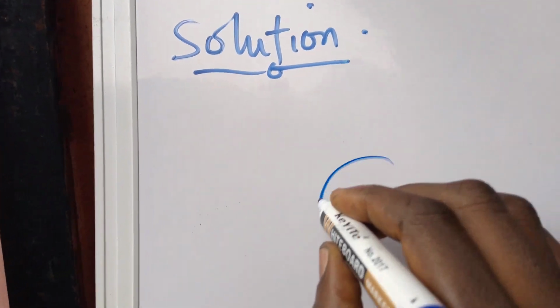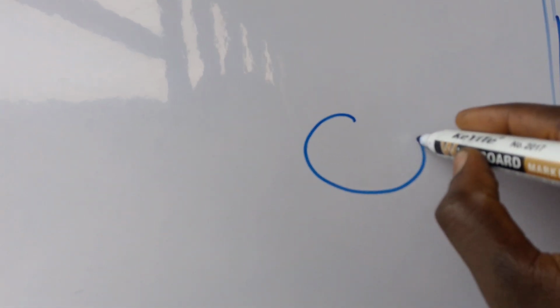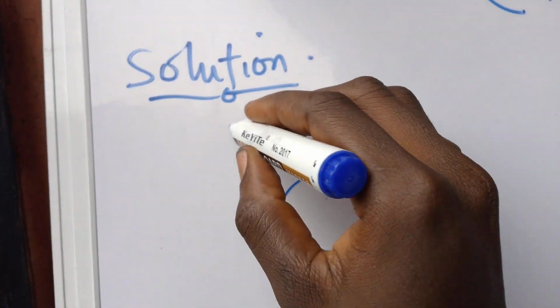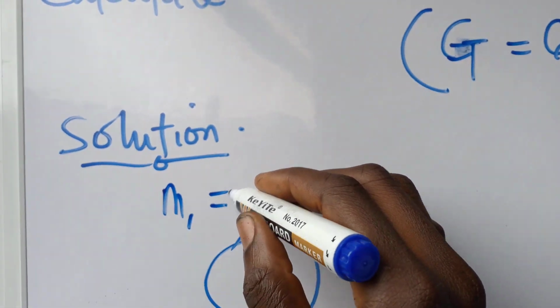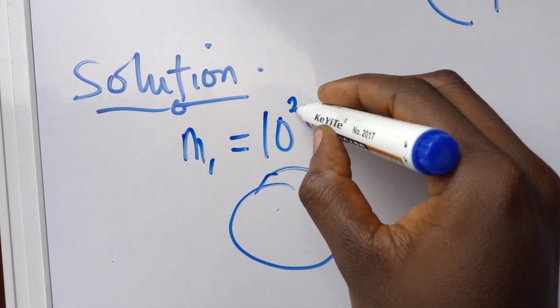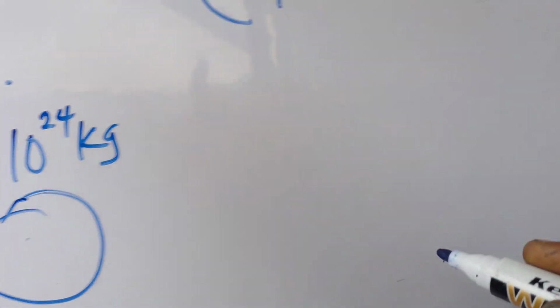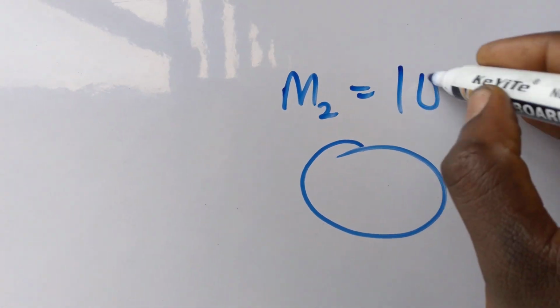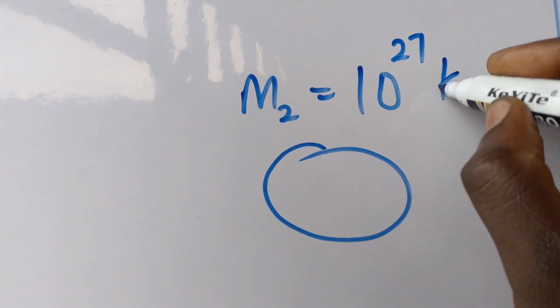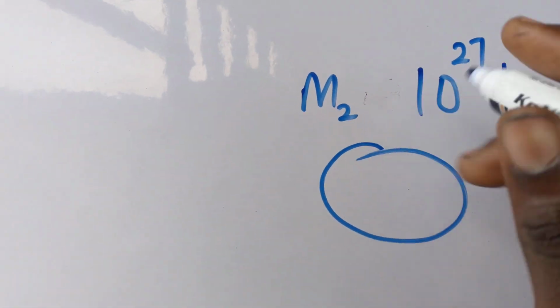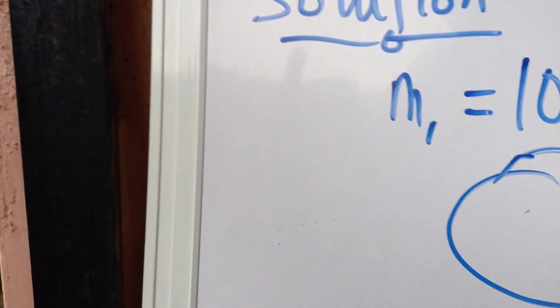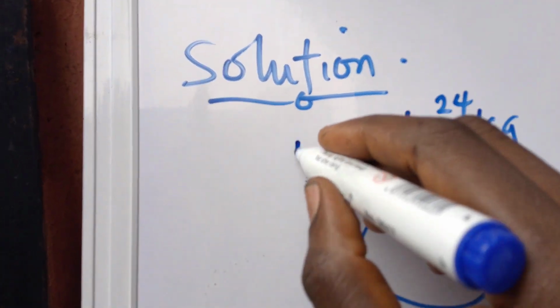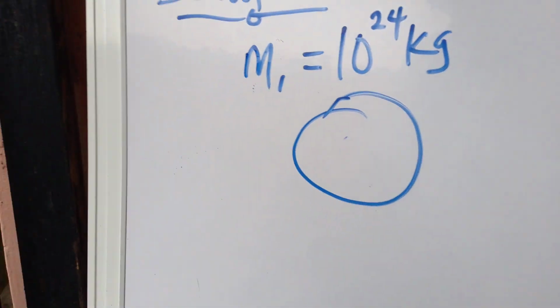Alright, so we are looking at these two objects. We assume that these objects are spheres, and this is the second one. Now the mass of the first object, m1, was given to us as 10 raised to power 24 kilogram, and the mass of the second object, m2, was given to us as 10 raised to power 27 kilogram.